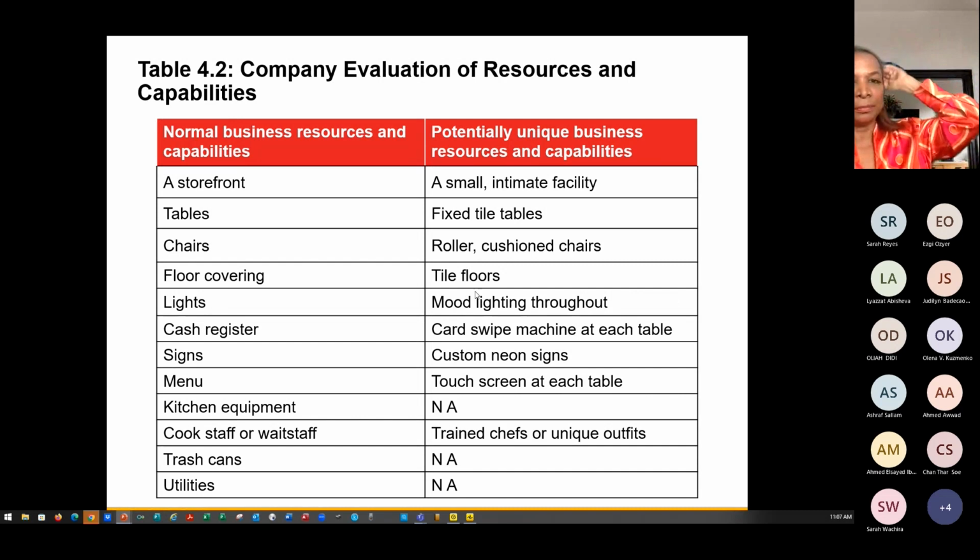So this is the evaluation of resources and capability. This is normal: storefront, tables, chairs, floor covering, lights, etc. This is unique: small and intimate. Instead of tables, you have tile on the tables. Instead of chairs, you have roller cushion chairs. Instead of floor covering, you have tiles. Instead of just regular lights, you have mood lighting. Instead of a cash register, you have card swipe machines at each table, and so forth and so on. So these are normal resources, and this is where you can say, this is where we have a competitive advantage over them, because we're offering this as opposed to just this. These are the basics.